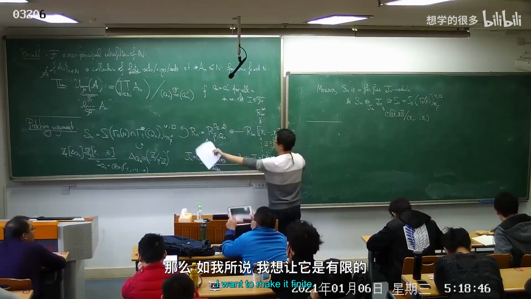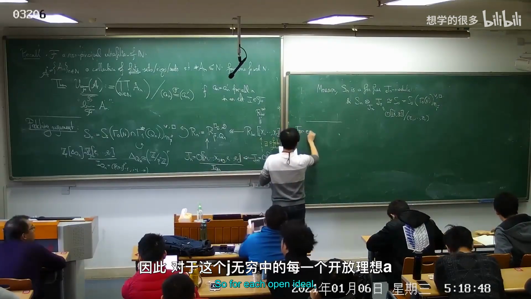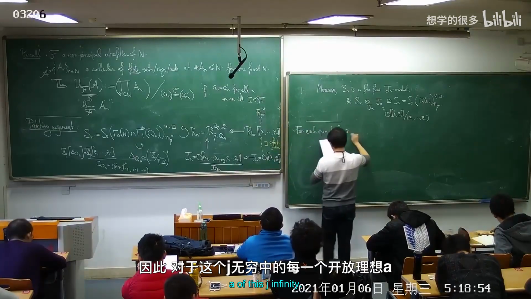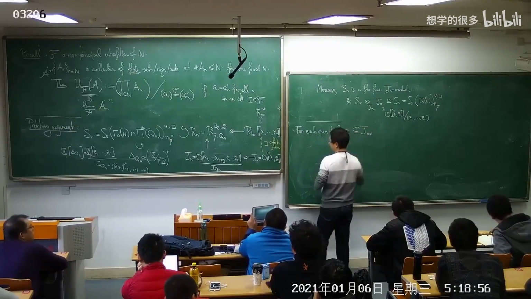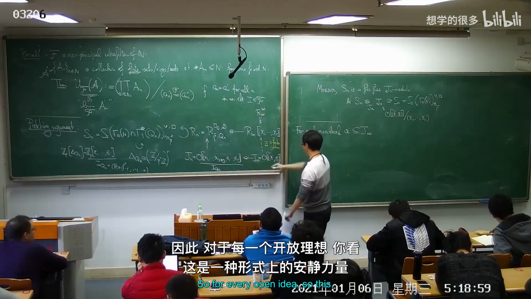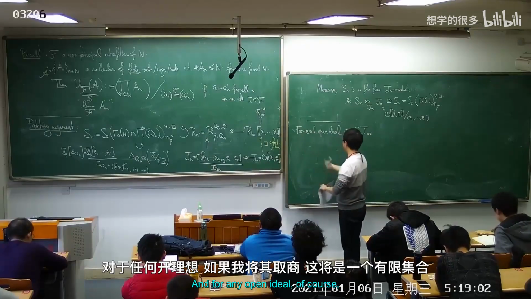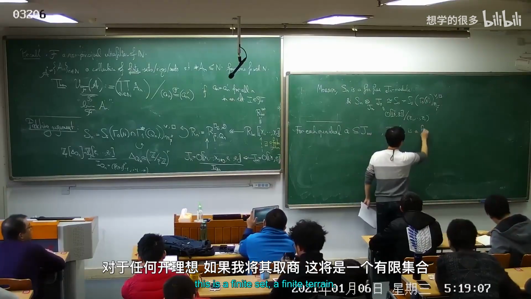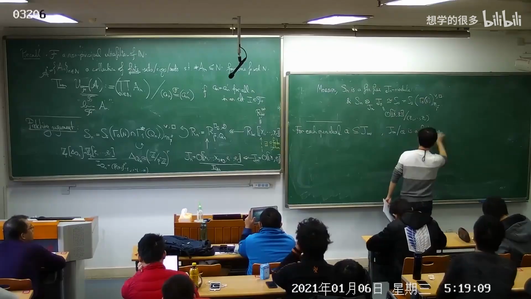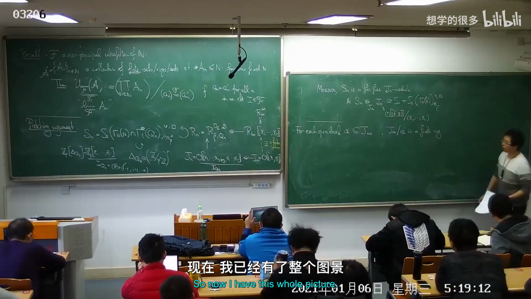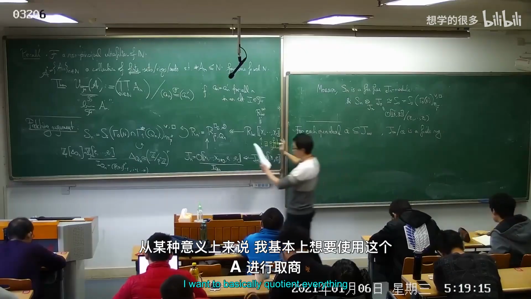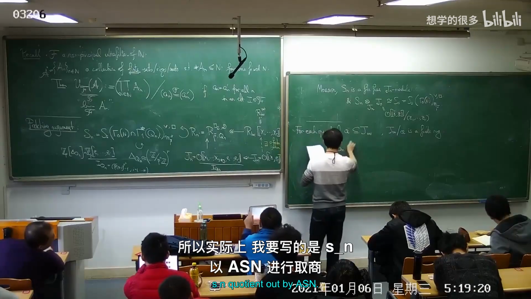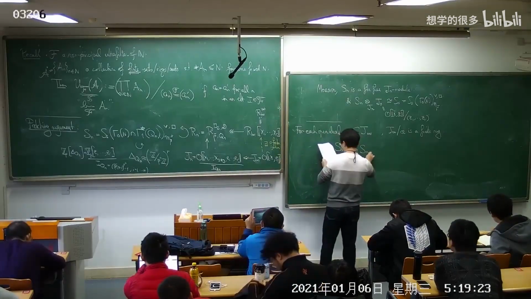Okay, so now, as I said, I want to make it finite. So for each open ideal A of this J infinity, so for every open ideal, you see, this is a formal power series ring, and for any open ideal, of course, if I quotient out by this, it is a finite ring. So now I have this whole picture. I want to basically quotient everything out by this A in some sense. So essentially, I'm going to write Sn quotient out by A Sn.